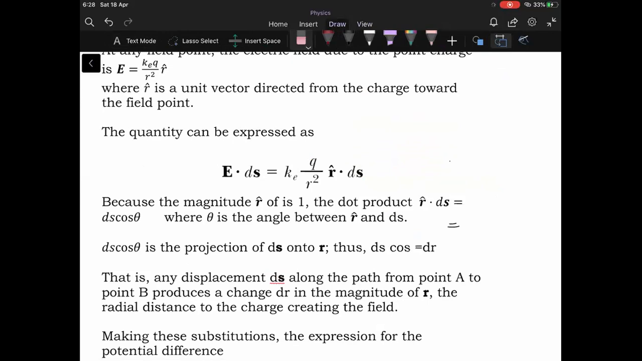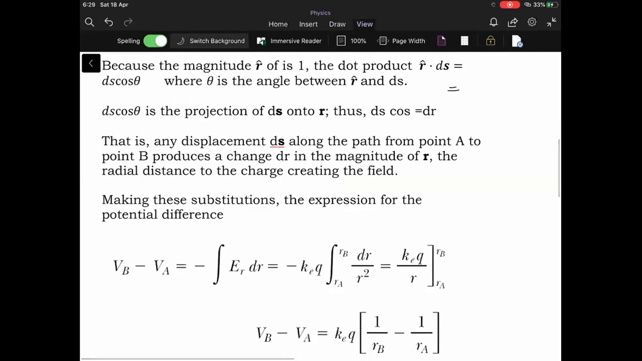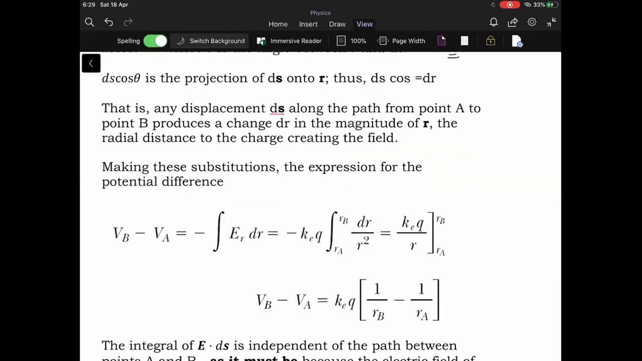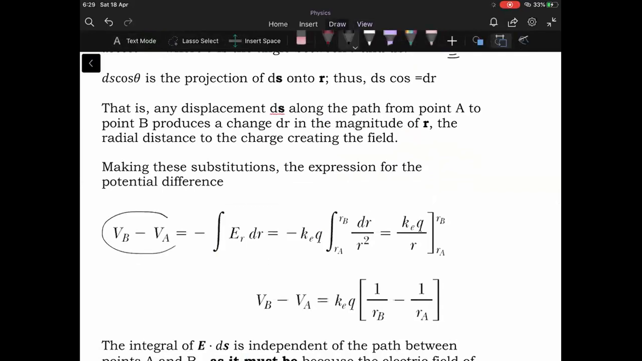ठीक है, सबको समझ में आ रहा है, कोई डाउट तो नहीं है ना? No, sir. ओके अब देखो हमने क्या किया, ds cos थीटा को dr से रिप्लेस कर दिया एक्सप्रेशन में. Okay, now when you have to calculate the potential difference Vb minus Va, now this will become E dr. Is it clear? This will become minus of the integral of E dr. Then you substitute the value of E, that is kq by r square. Now you take the constant terms outside the integral, you integrate dr by r square with the limits ra to rb.